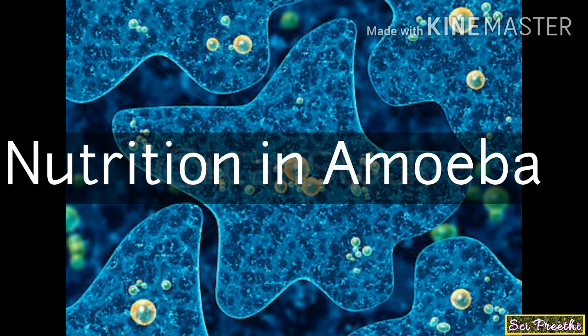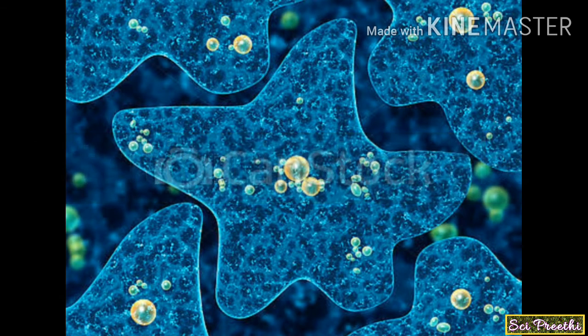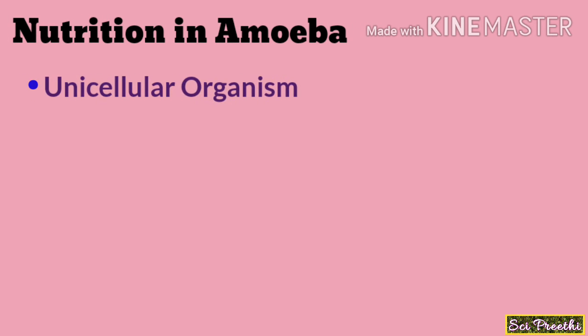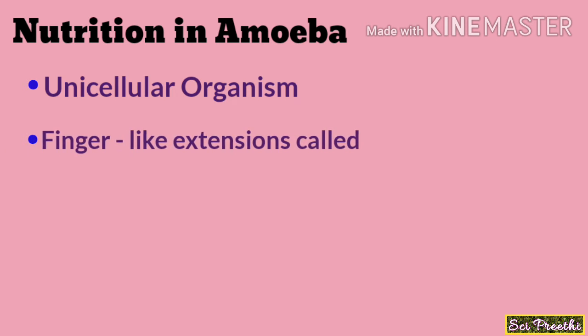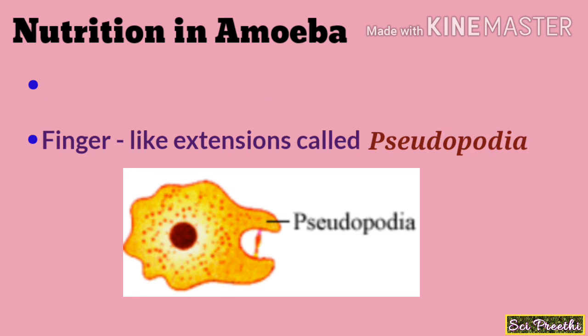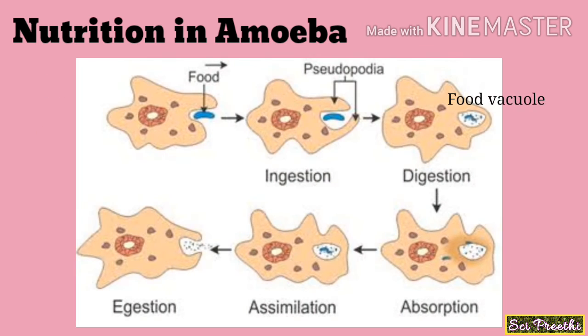Now we will see how amoeba takes its nutrition. Amoeba, being a unicellular organism, does not have any specialized organs for the process of nutrition. Amoeba has finger-like extensions called pseudopodia. In the picture you can see the finger-like extensions, that is called the pseudopodia. When prey such as another microscopic organism comes near an amoeba, the pseudopodia extend towards the prey.